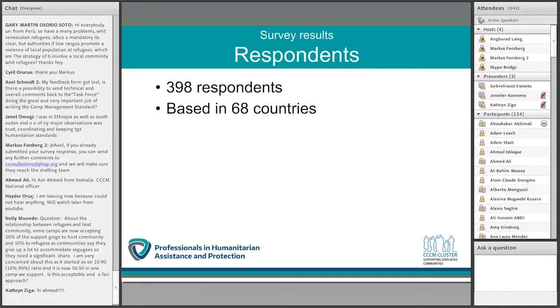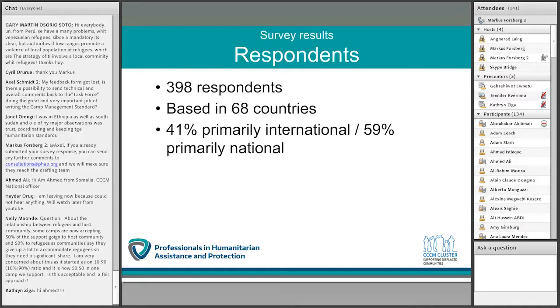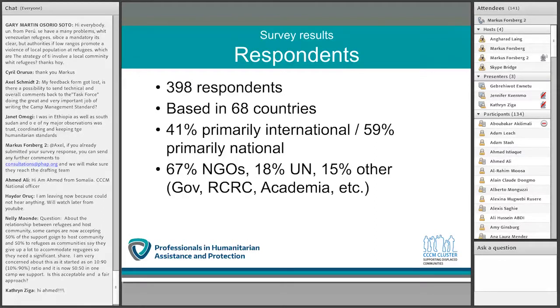There was a quite even mix of those having an international scope of work and those working primarily at the national level. NGO respondents were particularly well represented, but with a large number also from the UN and other intergovernmental agencies. Then government, Red Cross and Red Crescent movement, academia, private sector, and others made up the remaining 15% of the respondents.